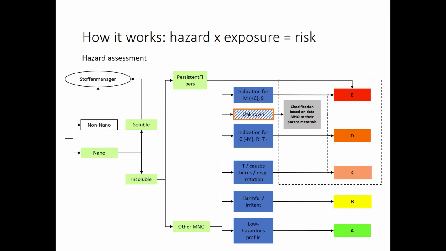Only the insoluble nanomaterials go to this classification as depicted here in this slide. For the insoluble nanomaterials, it's asked whether it's a persistent fiber. If it is, you immediately go to hazard band E, which means the most severe hazard band. If it's not a persistent fiber, it's the other nanomaterials. Based on classification and labeling, you'll be facilitated in assigning the appropriate hazard band. But as we all know, for most nanomaterials, classification and labeling is lacking. So in most cases, you'll end up in the box unknown.